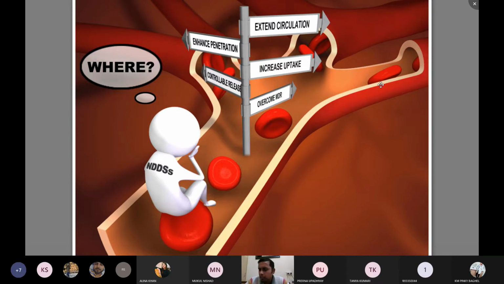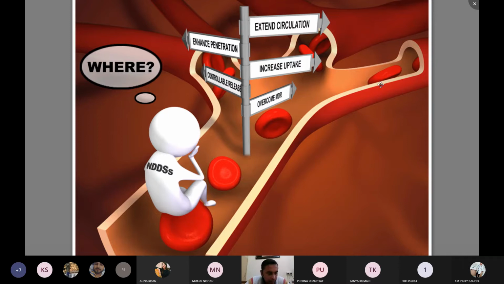It might be doing up regulation, down regulation, blocking, inhibiting, or anything. Anything is possible. So this is a part of pharmacology. That is dynamics, how the drug is working. This is a part of pharmacology.